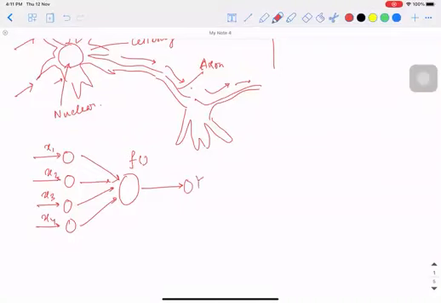So this is a block diagram of a single neuron. This particular block is called a neuron, a single neuron with 4 inputs.